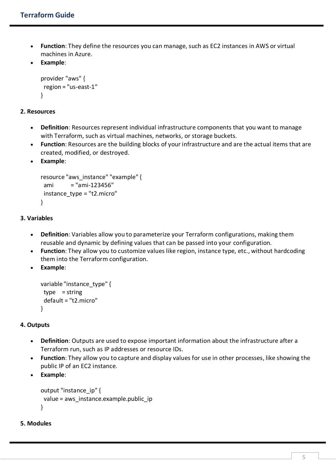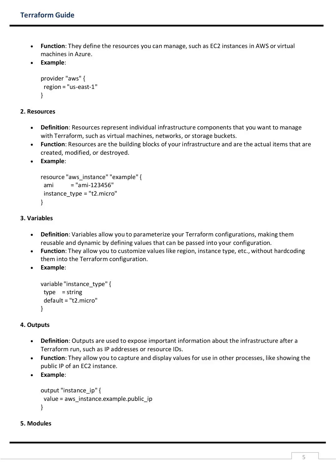3. Variables. Definition: Variables allow you to parameterize your Terraform configurations, making them reusable and dynamic by defining values that can be passed into your configuration. Function: They allow you to customize values like region, instance type, etc., without hard-coding them into the Terraform configuration. For example, variable "instance_type".